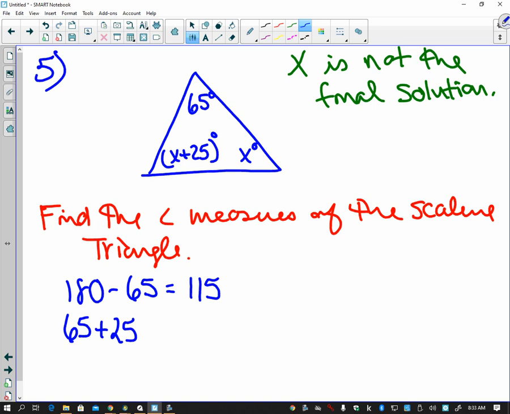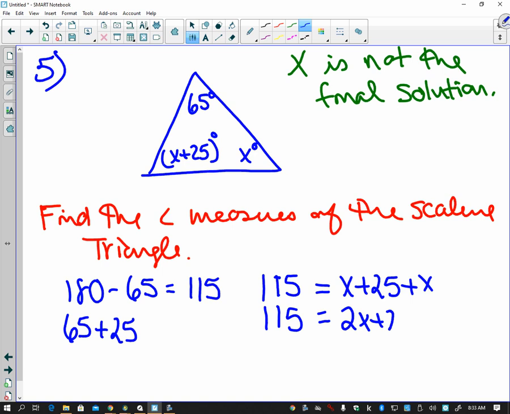That the angle what? No, not that another angle has to be 115. It tells you that the remaining two angles have to total to be 115, right? So you could say then that 115 equals x plus 25 plus x, right? And you could combine like terms and say that 115 equals 2x plus 25, right? And then what could you do to solve for x?